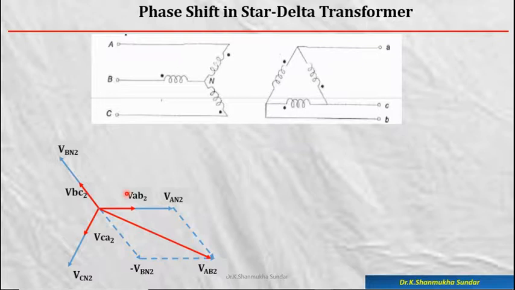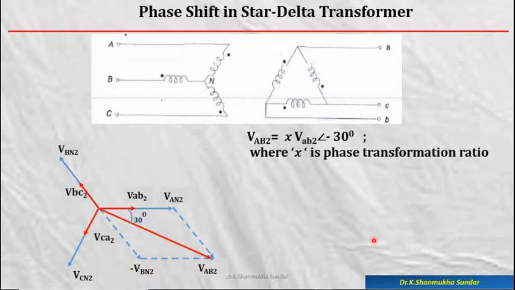So now here it is lagging. Therefore here VAB2 is lagging behind this V small ab2. That means these are the star quantities and this is your delta quantities. So star quantities are lagging behind the delta quantities. From this one, this is by 30 degrees. Now, how to write VAB2 is lagging? Therefore VAB2 is x at minus 30 degrees, where x is the phase transformation ratio.